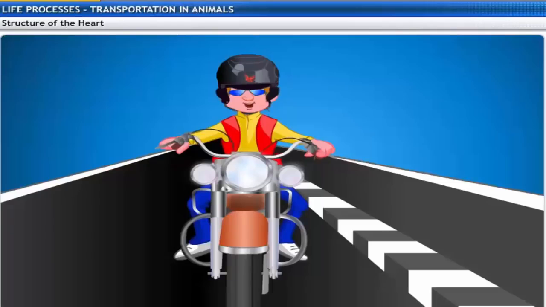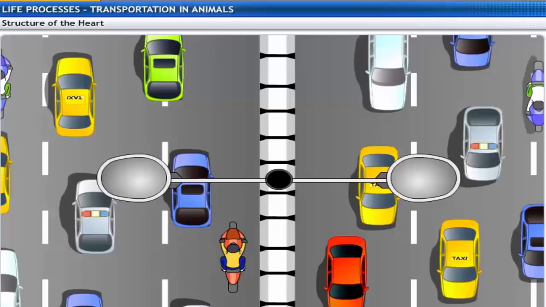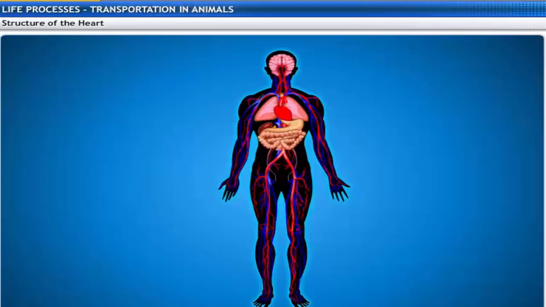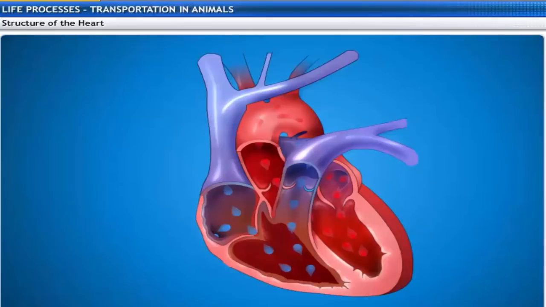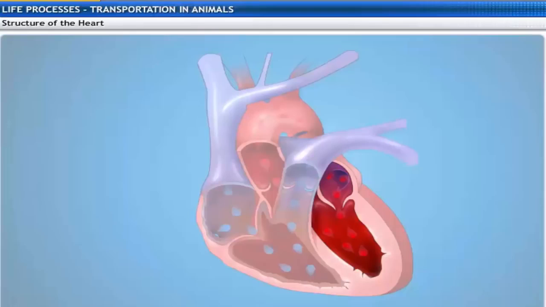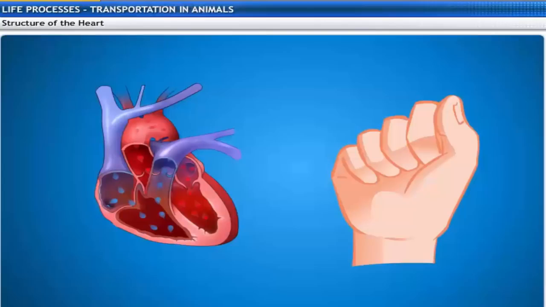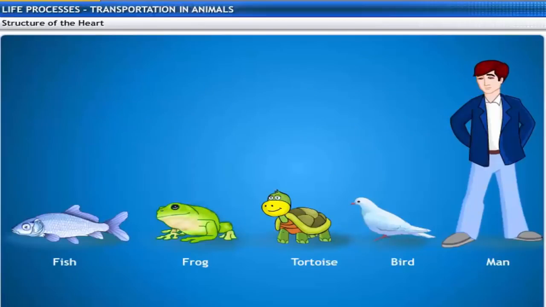These white lines on the road are called dividers. They are used to separate incoming traffic from outgoing traffic. Similarly, the heart has specific chambers that prevent oxygenated blood from mixing with deoxygenated blood. The heart is a muscular organ which is about the size of our fist. The structure of the heart is not the same in all animals.